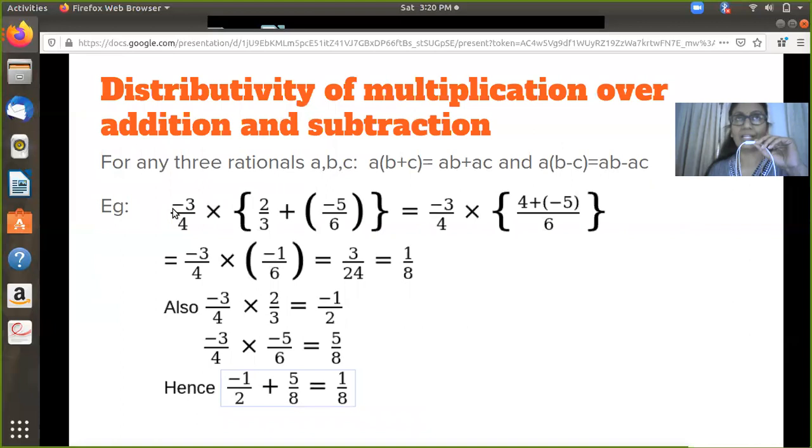So moving on to the last property that we have for today, that is the distributivity of multiplication over addition and subtraction. So I'm distributing something here. That's why the property is called a distributive property. So I go ahead distributing the operation of multiplication over addition and subtraction. So we'll go one by one. First, we shall try to distribute multiplication over addition.